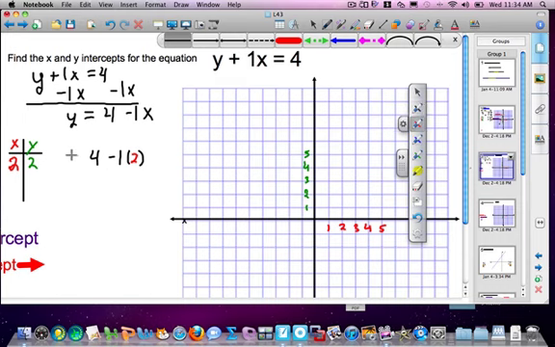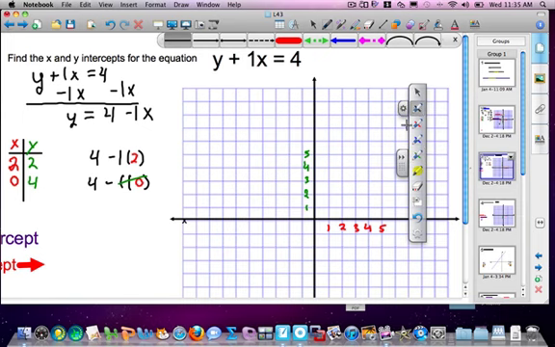The next x value that I want to use is 0. Following the order of operations, I'm going to plug that value into my expression and simplify it. So 1 times our x value of 0. This term is eliminated. So when x is 0, y is a 4.